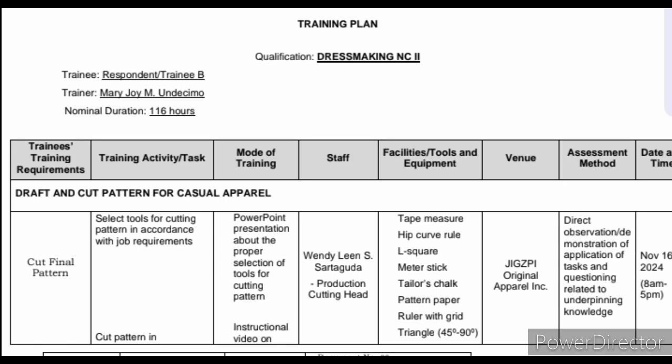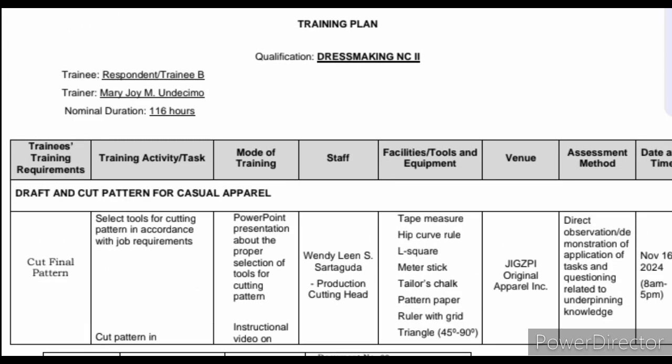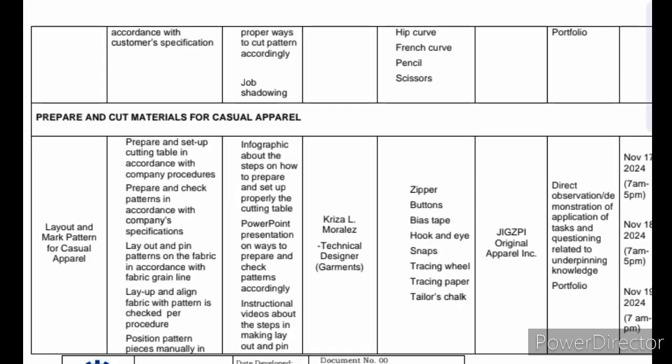For the assessment method, this learning outcome includes direct observation or demonstration of application of tasks and questioning related to underpinning knowledge and a portfolio. So the date and time for this learning outcome is on November 16, 2024 from 8 a.m. to 5 p.m. So for the second unit of competency, prepare and cut materials for casual apparel, the learning outcome is layout and mark pattern for casual apparel.